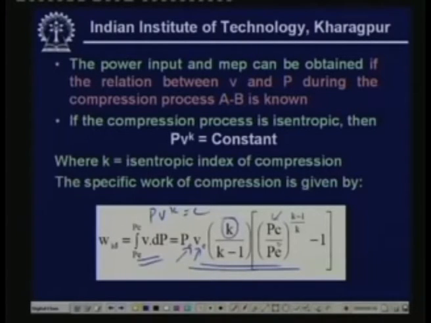This expression is valid for any reversible process. If the process is not isentropic but some polytropic with an index of compression n, all that you have to do is replace k by n. Why do we say that this expression is valid for reversible process? Because for a reversible process, the process path is known. That means you know the exact relationship between V and P during the process. Once you know the process path, you can perform the integration. That is why this expression is valid for any reversible process.